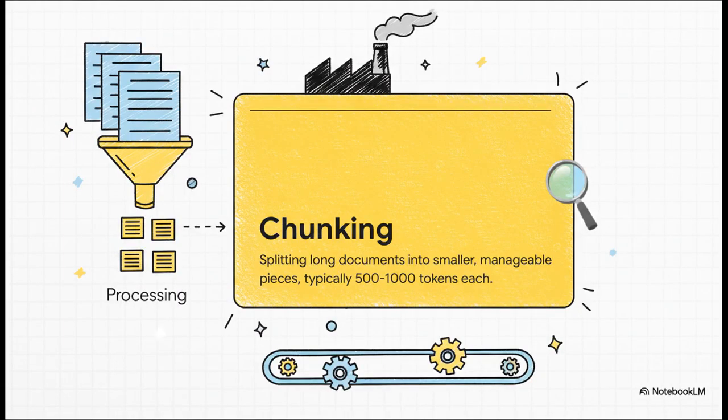Next up, the files move to chunking. Look, a 100-page document is just way too big for an AI to digest all at once. So chunking is like taking that giant book and breaking it down into smaller, neatly indexed paragraphs or sections. These smaller chunks, usually about 500 to 1,000 tokens, make it so much easier to find the exact little piece of information we need later on.